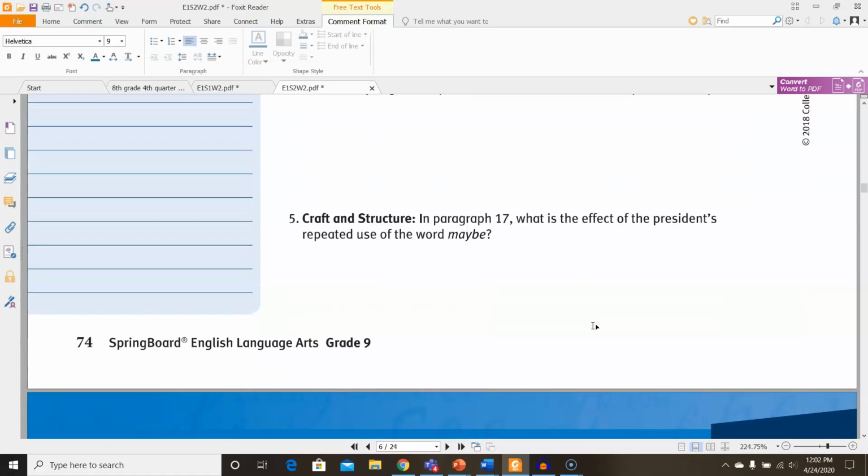For number 5, it says, in paragraph 17, what is the effect of the president's repeated use of the word maybe? So you're going to have to go to paragraph 17 and look at him saying maybe over and over and over again in order to figure out and explain what he's trying to do by using maybe so much.